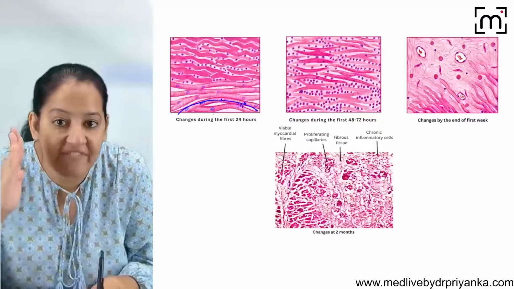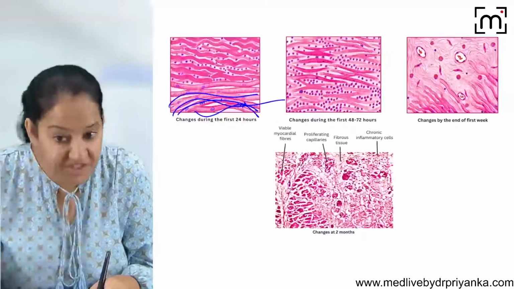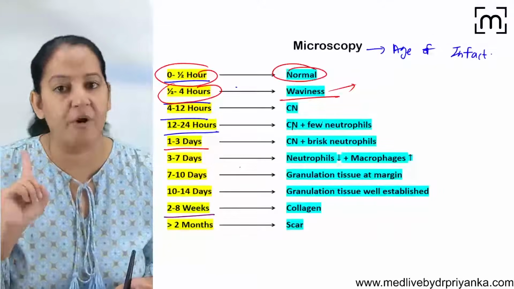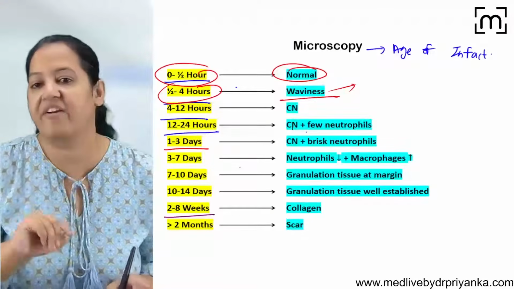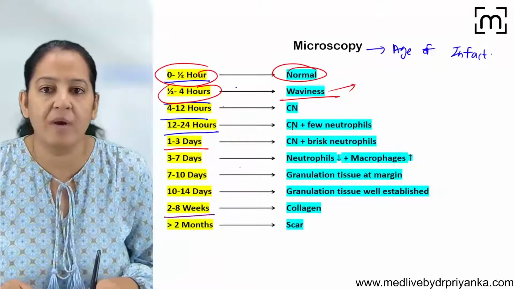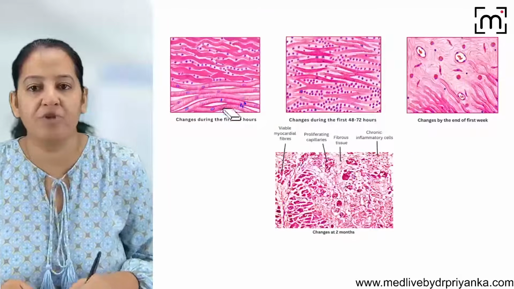Appreciate the waviness. Can you appreciate? But striations are normal. Nucleus is normal. So the earliest change is waviness, which occurs from half to 4 hour. You should be able to draw this diagram in your exam. Waviness should be appreciated. After that, 4 to 12 hour, there is coagulative necrosis. CN is coagulative necrosis. Can you see the upper portion of this diagram?